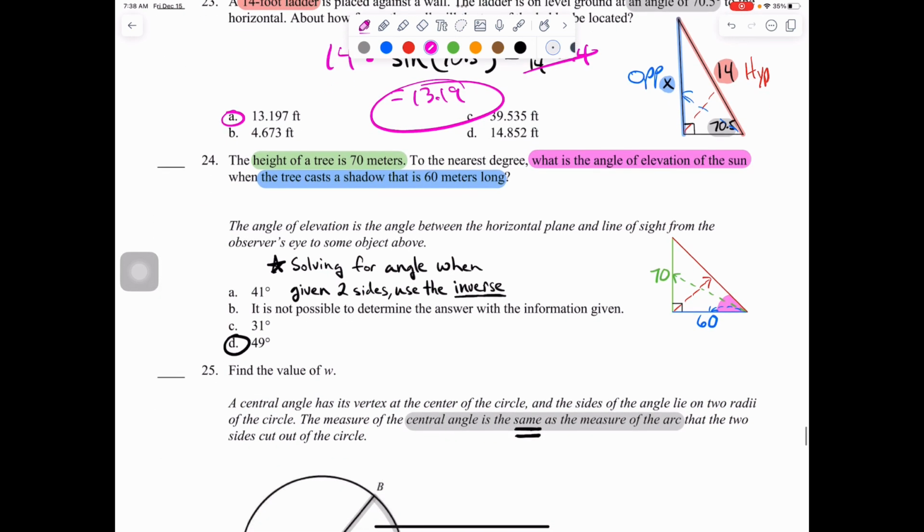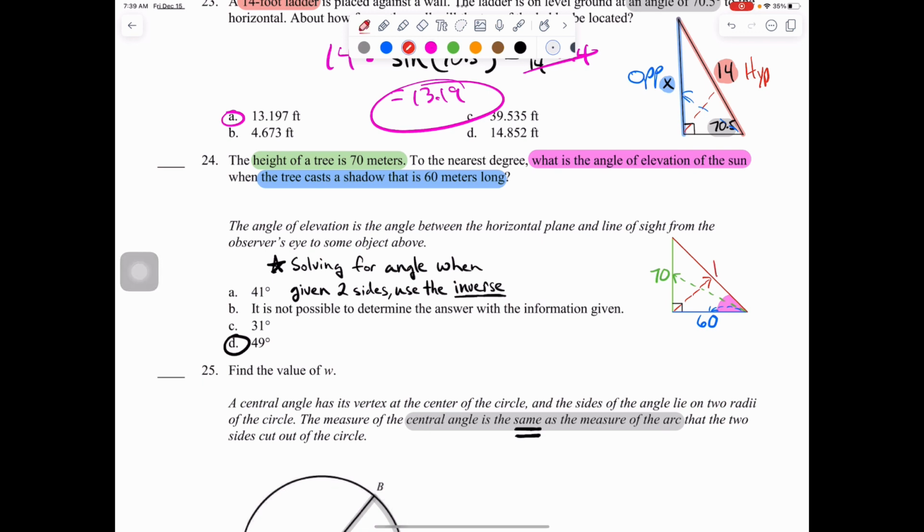So for number 24, the height of a tree measures 70 meters. To the nearest degree, what is the angle of elevation of the sun when the tree casts a shadow that is 60 meters long? Here's our shadow, here's our tree, here's our angle of the sun. All right, it's looking for an angle measurement. So again, we will use the inverse, but let's identify sides first.